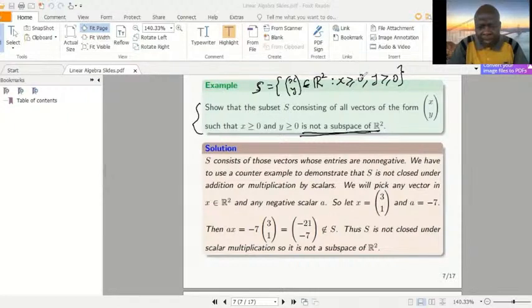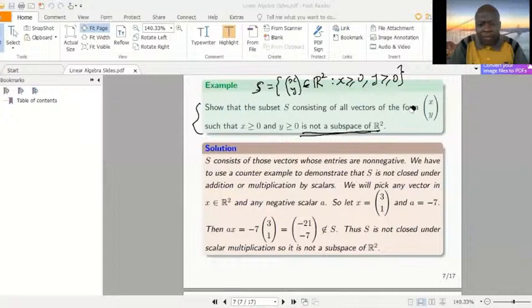Now, x must be greater than or equal to 0. So that means x could be 0, and y could also be 0. That means then S would contain the zero vector. So this one will be satisfied. So we don't need this, because what we need is to show that it's not a vector space, subspace. So we don't need this because it's satisfied. Now let me look at which one will not be satisfied.